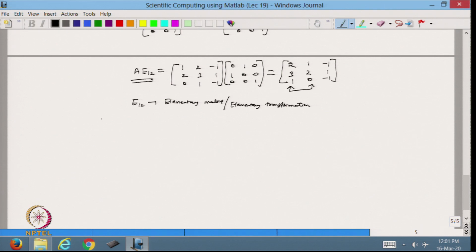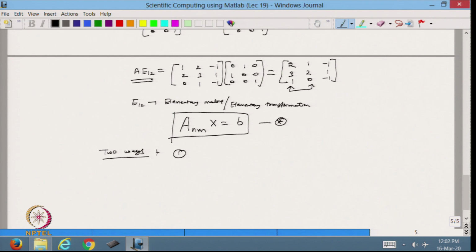So, now we start with our main syllabus. So, from now onward we have a system Ax = b, where A is n cross n, and we want to solve this system. Let us write this system as A star. Now, there are two ways to solve this system. The first one is the direct method. The second one is the iterative method.